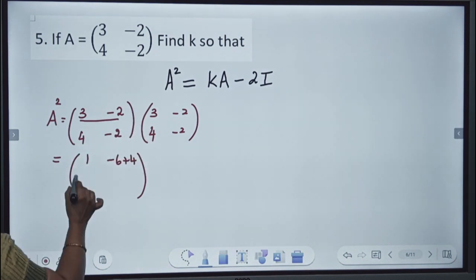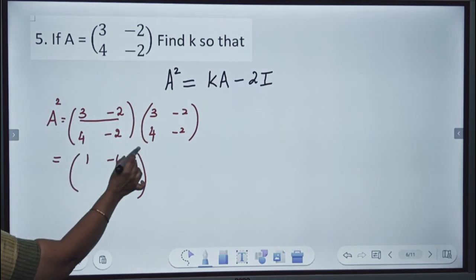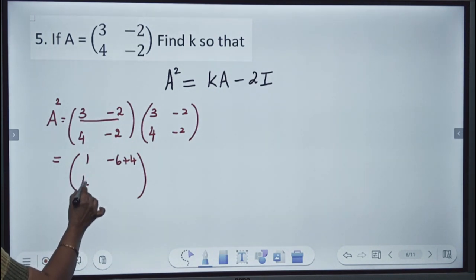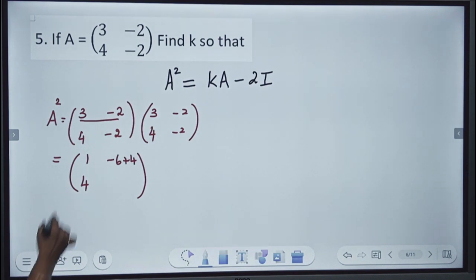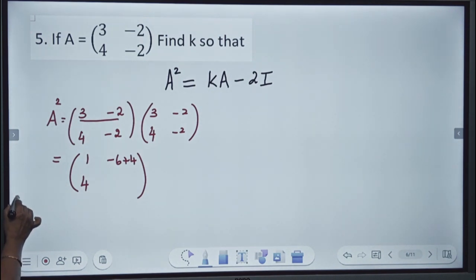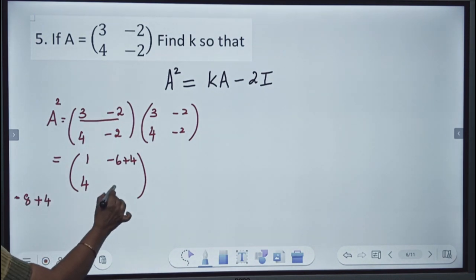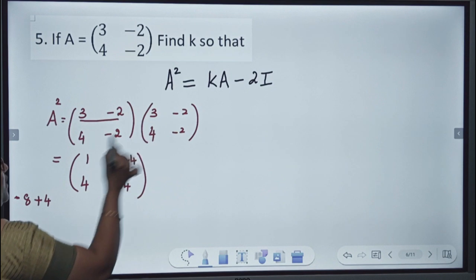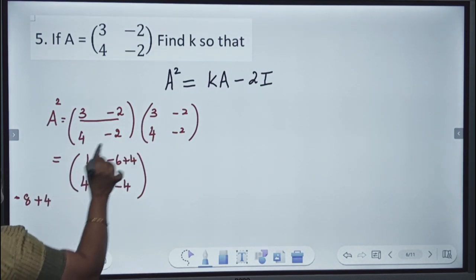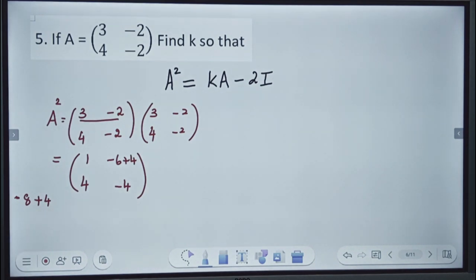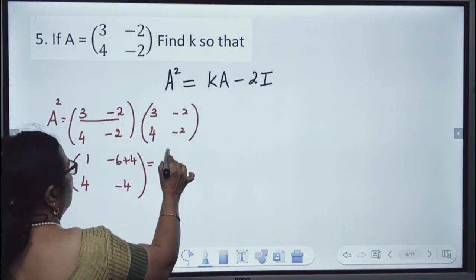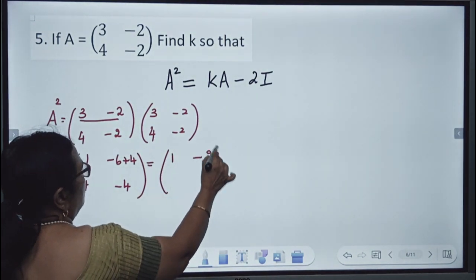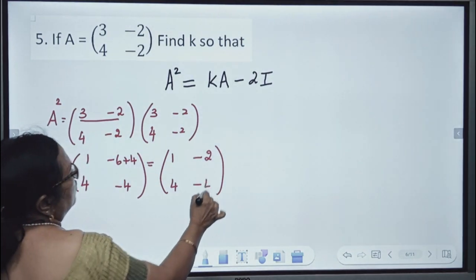Then second row, first column, 3 fours are 12. 12 minus 8, which is 4. Then second row, second column. So 4 into minus 2 is minus 8. Plus minus 2 into minus 2 is 4. So minus 8 plus 4, minus 4. So A square is 1 minus 2, 4 minus 4.